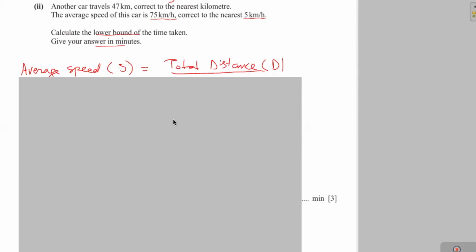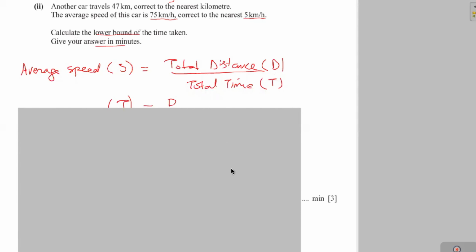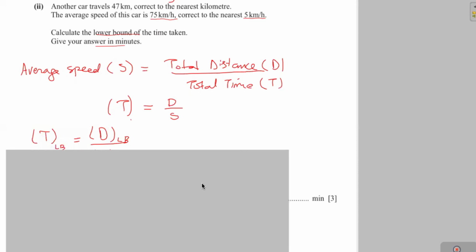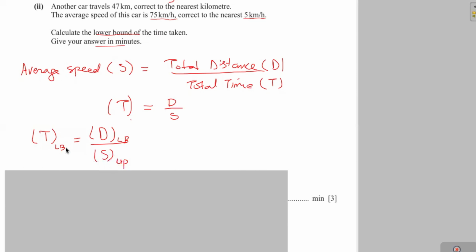Firstly, we will write the formula of average speed. This is equal to total distance divided by total time. Look here, when we shift the time from the left to the right side, and speed from the right to the left side, this formula becomes T equals D over S. And we have to calculate the lower bound time taken. This will be equal to the lower bound distance divided by the upper bound speed. Firstly, we will find the lower bound distance.